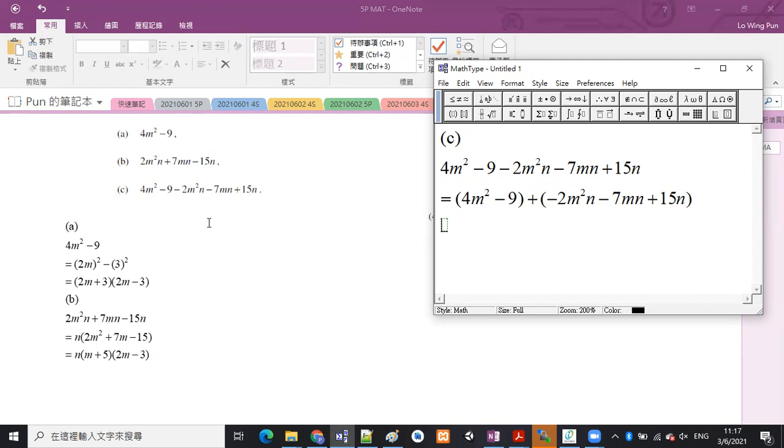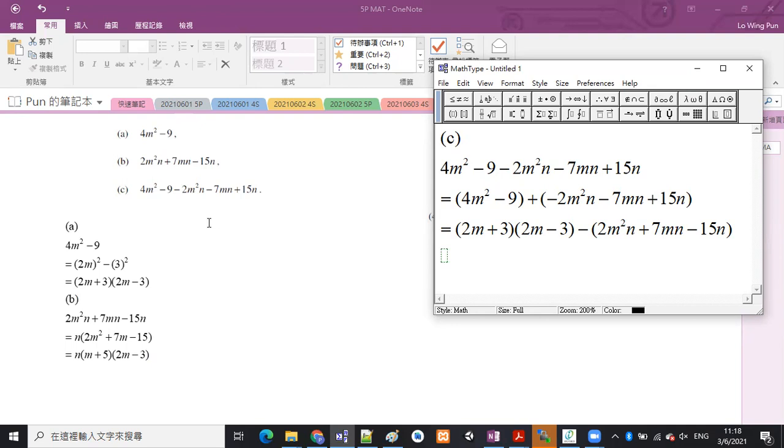Yes. Sorry. Go to second group. Okay, and then 4m squared minus 9 will be changed to the answer of part A. That is 2m plus 3, 2m minus 3. And then for the second group, it looks like the question in part B, but the positive negative signs are completely opposite. So again, just take out the negative sign from the second group. So it becomes minus, and then change the sign of every term. So 2m squared n, and then plus 7mn minus 15n. And you'll find that this will be exactly the same as the question in part B.